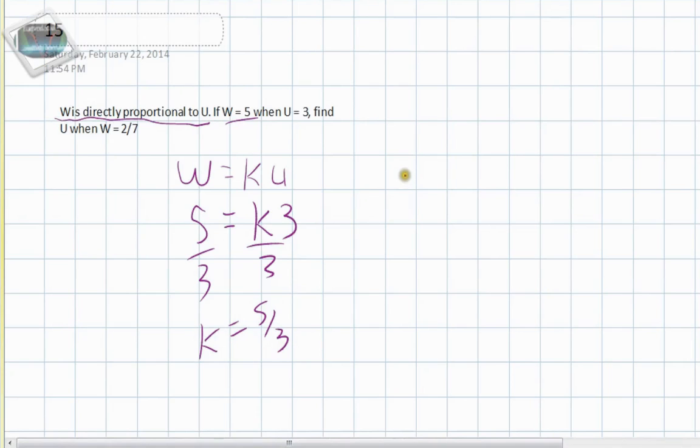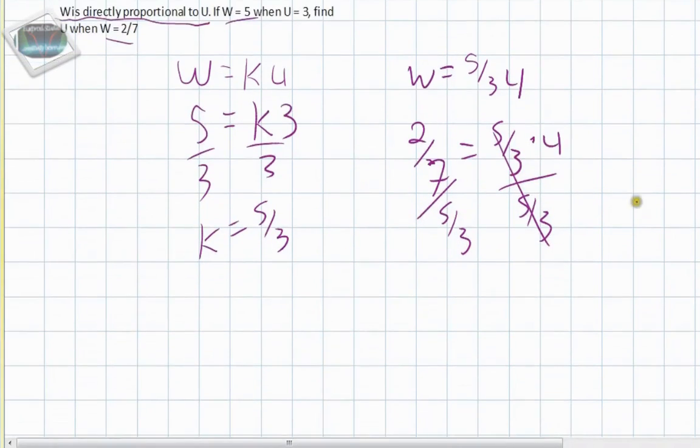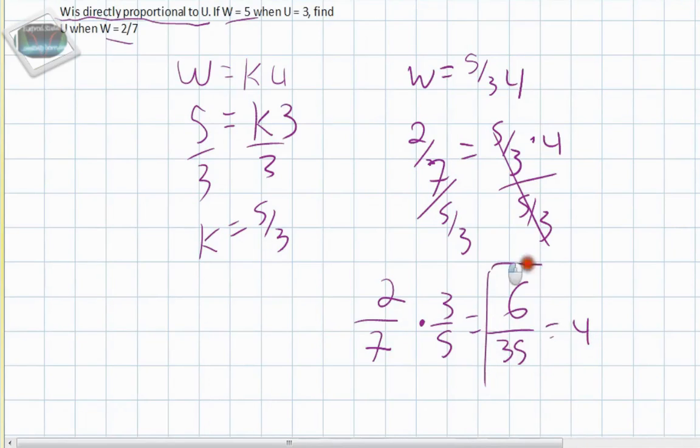Now we have this equation. W is equal to 5/3 U. And now we want to find U when W equals 2/7. So 2/7 is equal to 5/3 times U. We're just going to divide by 5/3. When we're doing fractions like this, 2/7 divided by 5/3 is the same as saying times 3/5. So we get 2 times 3 is 6, and 7 times 5 is 35. And that equals U. And here's the answer.